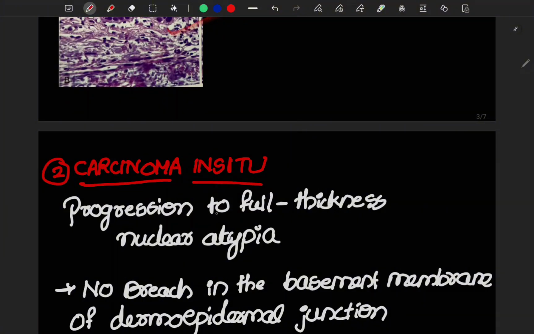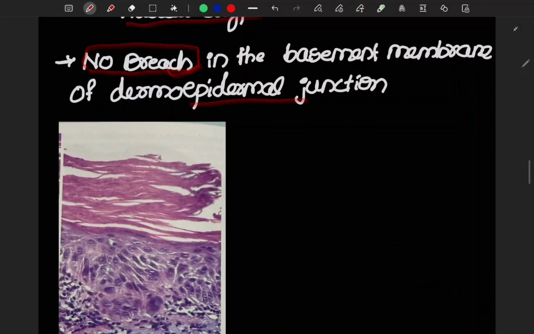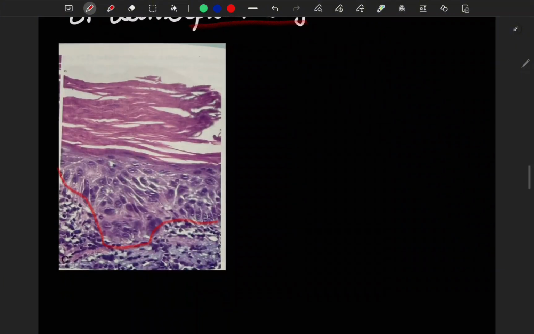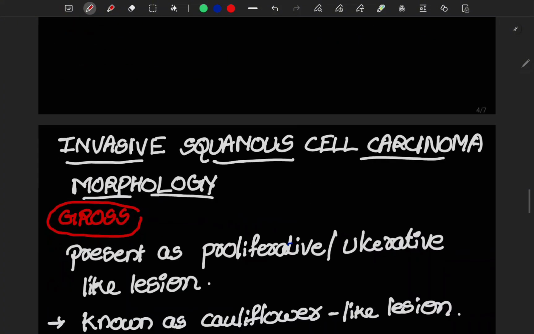Now the second pre-malignant condition is carcinoma in situ. There is progression of atypical cells through the entire full thickness of the epidermis, but there is no breach in the basement membrane. It is a pre-malignant condition, so there is no breach in the basement membrane. As there is no breach, the atypical cells cover the entire dermoepidermal junction and spread through the full thickness, but there is no tear in the basement membrane. So now let us discuss the malignant condition.